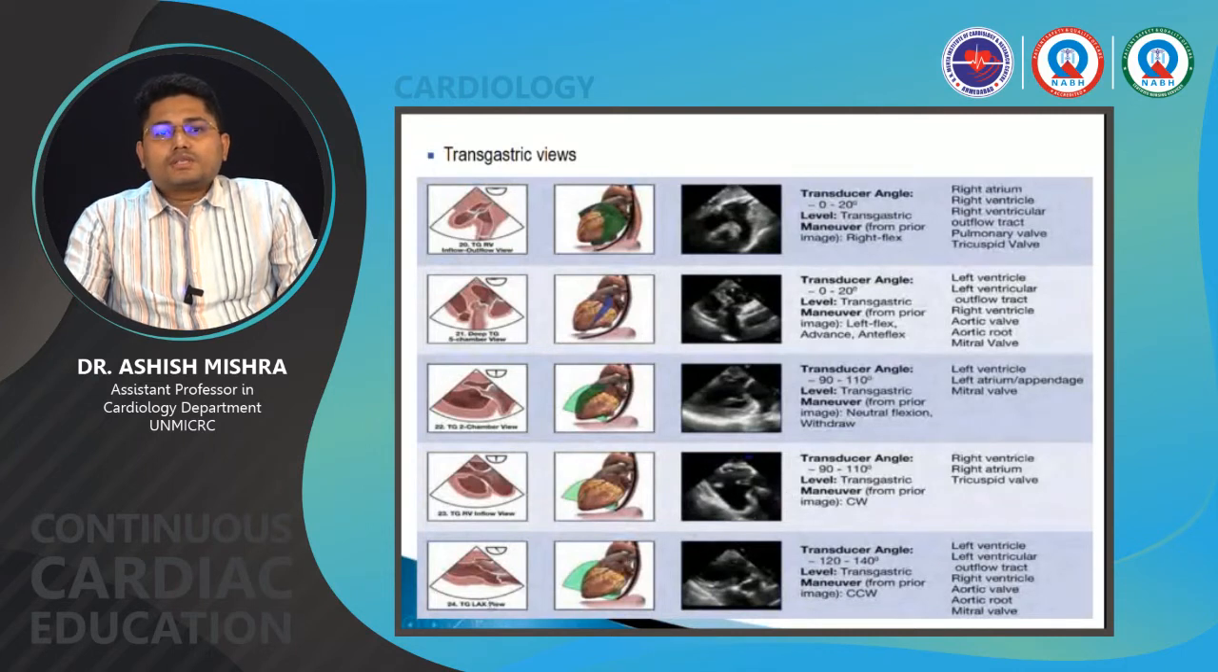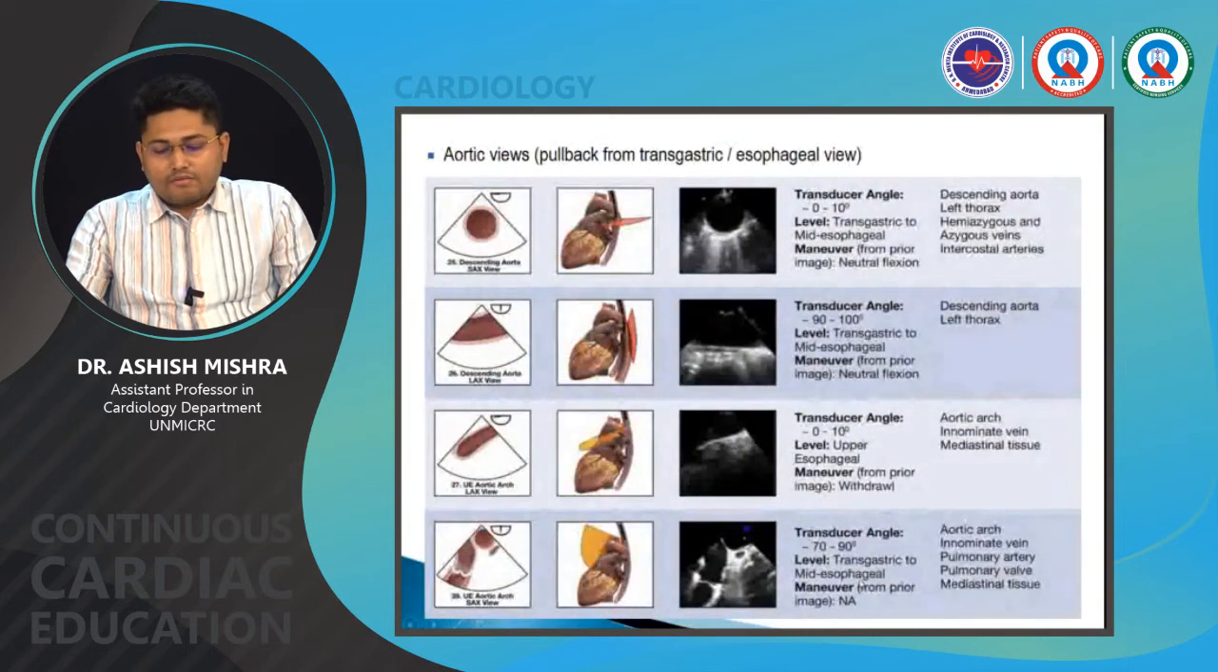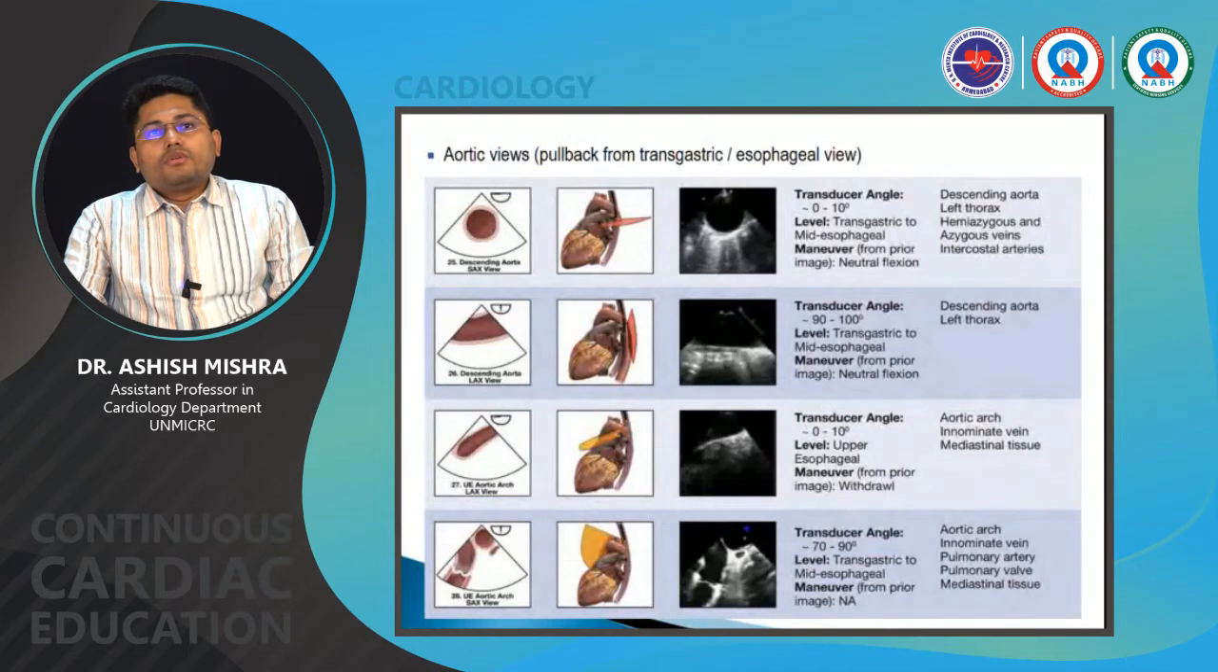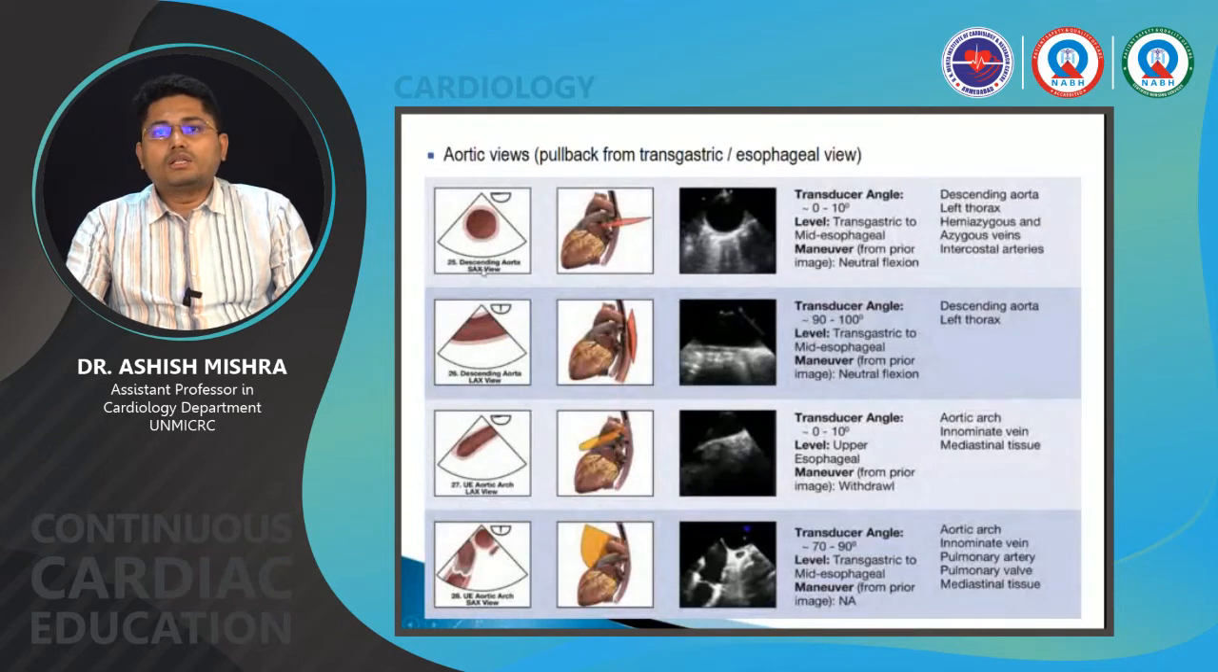Then there is a transgastric long axis view, which will help us to study the LVOT outflow, mitral valve, and the aortic valve. Some of the views for the aorta are basically from the pullback from the transgastric and the esophageal views. So we have the descending aorta short axis view obtained at transducer angle 0.